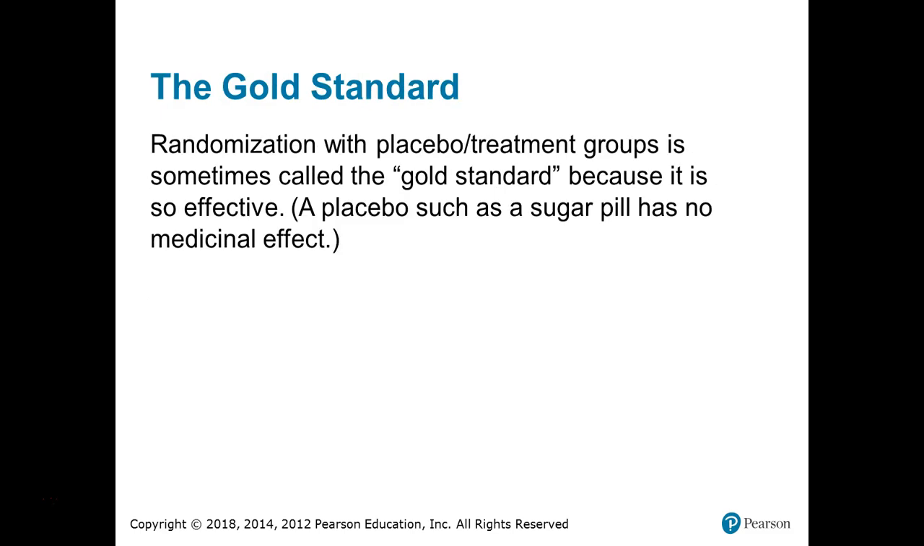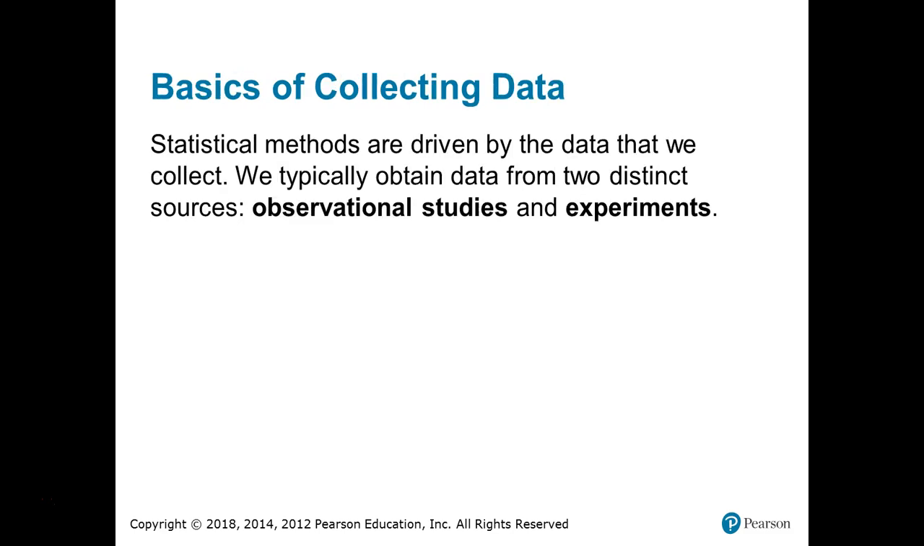So what we call the gold standard is the best method, the most effective way of getting good data. And that's going to be randomization with placebo treatment groups. It's probably the best way you can do it, like giving one group a pill and then another group a sugar pill, and then looking at the random results based on it. That would be the best one, a simple random sample.